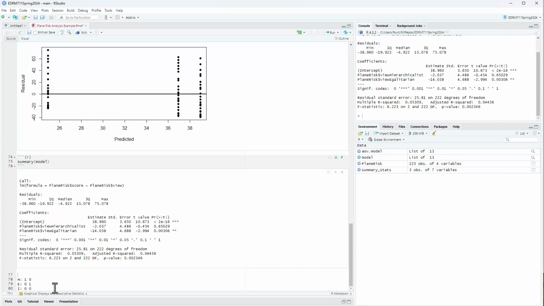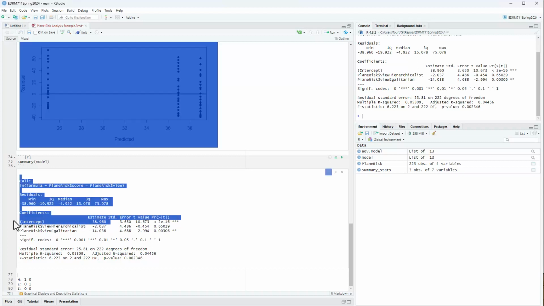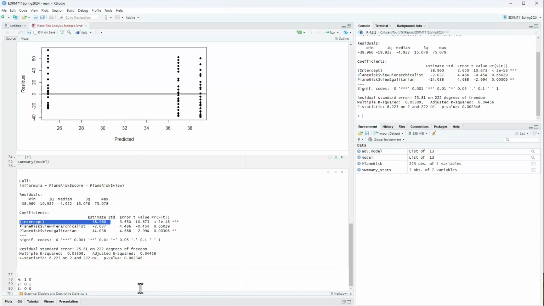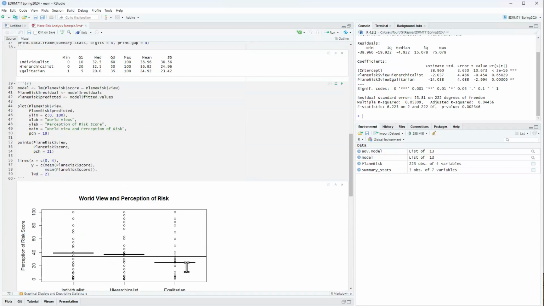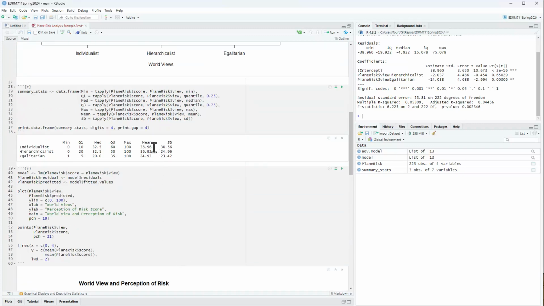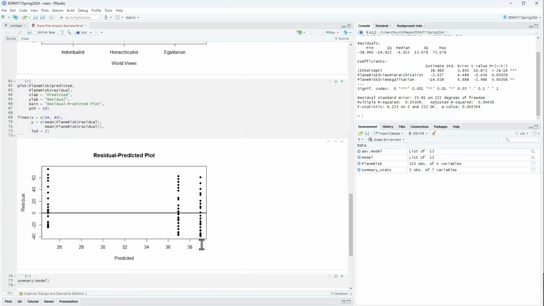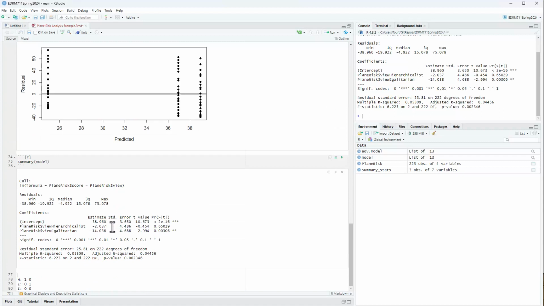Well, individualist actually does appear here. If you're getting 0, 0, you're at the intercept. You're 0 on everything. So you're right at the intercept, and there it is. So what does that 38.96 mean for our coefficient? If we go back up here and look at the mean for individualist, 38.96. If we come down here and say, okay, well, then what is this minus 2.037?